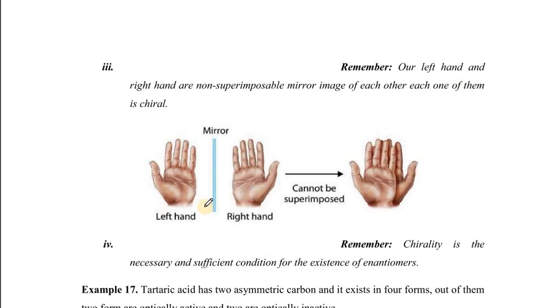As we can see in this example, these are the left hand and the right hand, and they cannot be superimposed on each other, so these are non-superimposable. Chirality is the necessary and sufficient condition for the existence of enantiomers.